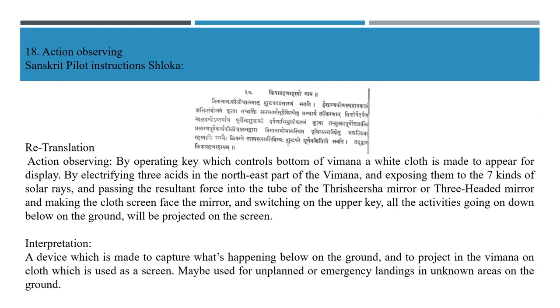So action observing, this is also completely related. By operating the key which controls the bottom of the Vimana, a white cloth is made to appear for display by electrifying the three acids in the northeast part of the Vimana, exposing them to seven kinds of solar rays, passing the resultant force into the tube of the Trishreshta mirror and three-headed mirror. So making the cloth screen face the mirror and switching on the upper key, all the activities going on down below on the ground will be projected on the screen. Means for example, Ravana hits Jatayu with a missile or something like that, and then Jatayu falls down. How does Ravana know that Jatayu has fallen, where he has fallen?